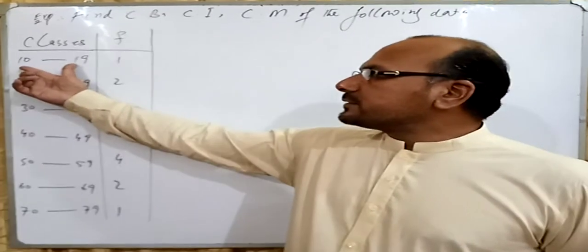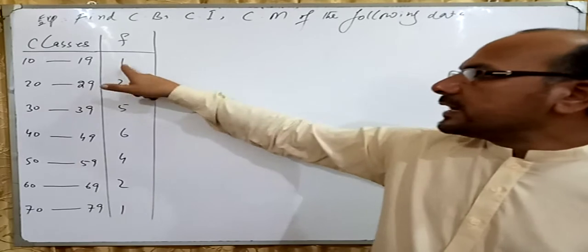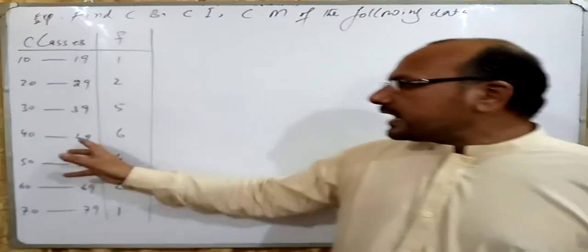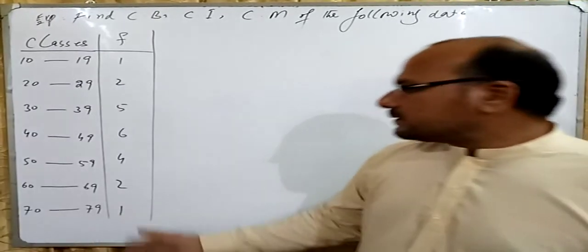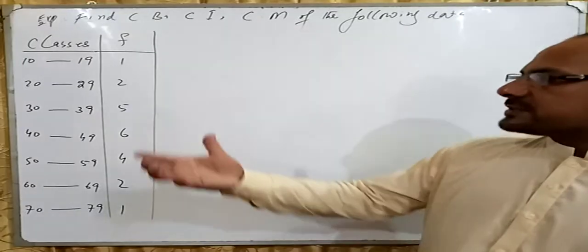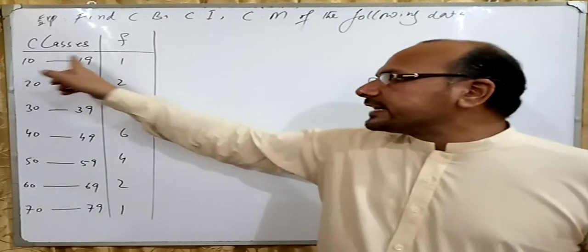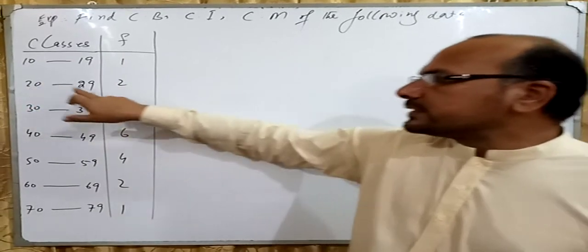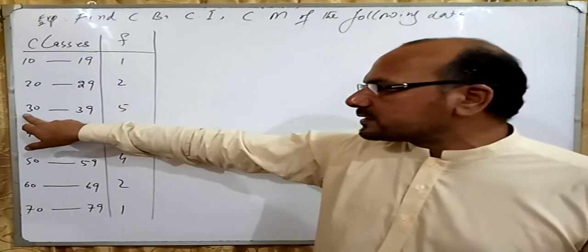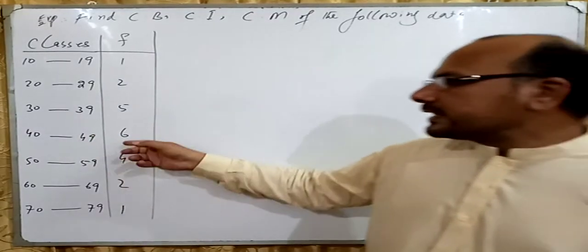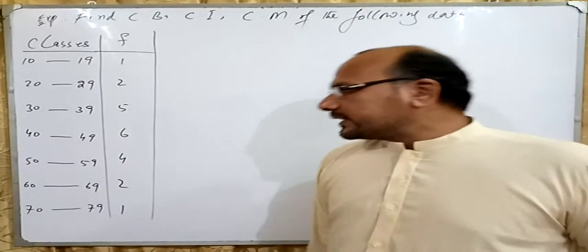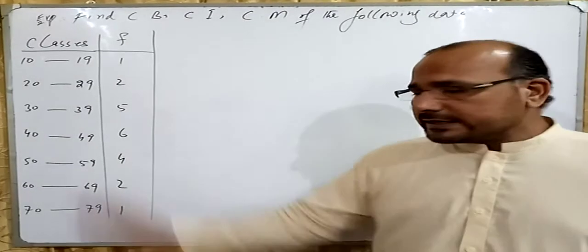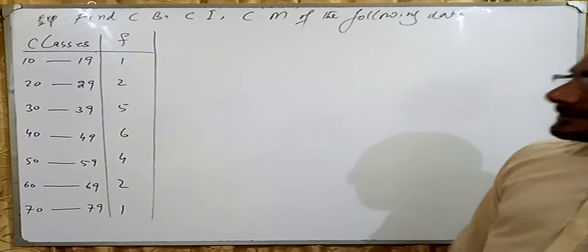Now, for example, the first group is 10 to 19, having one person. Suppose these are students having marks between these groups. The lowest mark, between 10 and 19, is one student. There are two students having marks between 20 and 29, five students having marks between 30 and 39, then six students between 40 and 49, and so on. So this is the way the frequency is distributed in different groups or different classes.